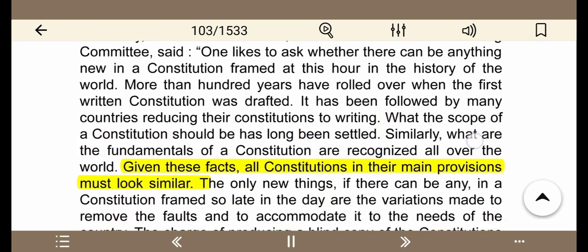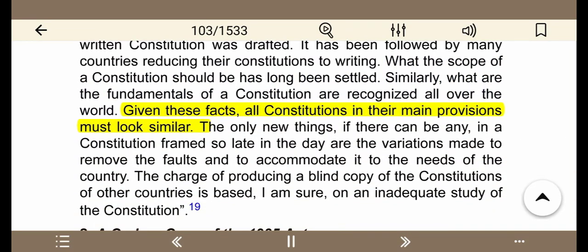Given these facts, all constitutions in the main provisions must look similar. The only new things, if there can be any, in a constitution framed so late in the day are the variations made to remove the faults and to accommodate it to the needs of the country. The charge of producing a blind copy of the constitutions of other countries is based, I am sure, on an inadequate study of the Constitution."